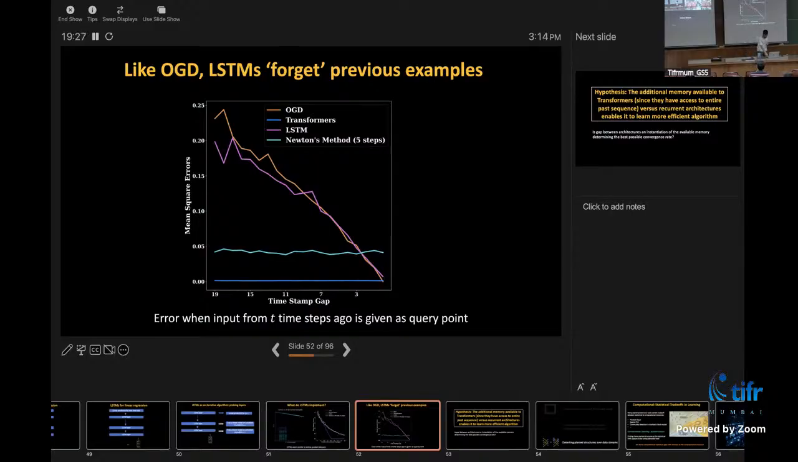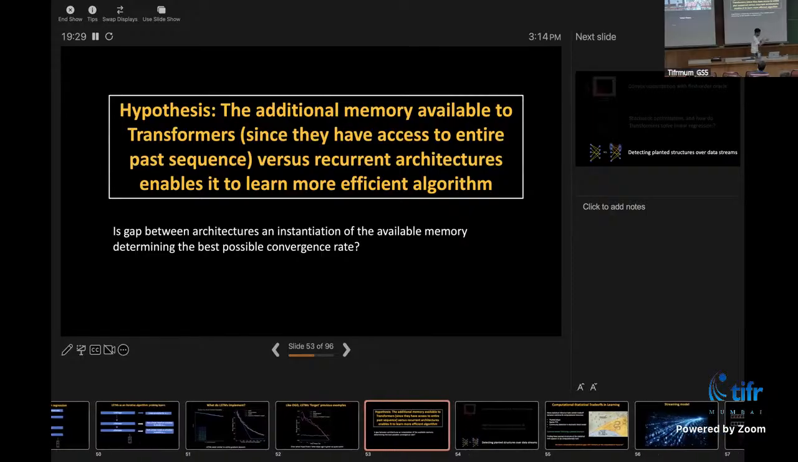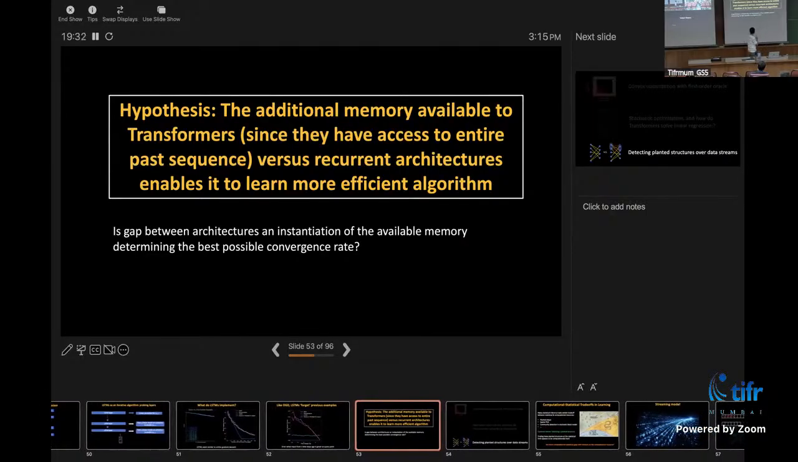So this is the final takeaway here. This additional memory that transformers have, the fact that they can see the entire sequence using attention. So really they have quadratic memory, to answer your question from before, because they just have everything available in attention. As long as your context fits within your attention window, you have everything available. Versus recurrent architectures, which are processing things one at a time. And this additional memory seems to enable them to learn much more efficient algorithms. And maybe this is an instantiation of this kind of gap that we see in the convergence rates of different algorithms with different memory.